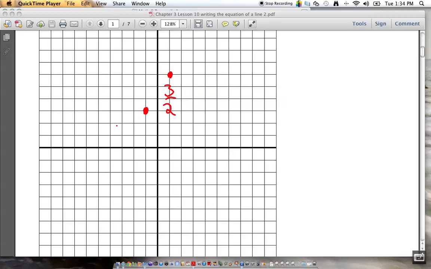Now, the other way that you should know how to do it is to use the slope formula. And that is the y from the second point minus the y from the first point over the x from the second point minus the x from the first point. And it doesn't make any difference which point is point 1 and point 2. I'm going to put them in this order, but it works either way. The y from the second point is 6.